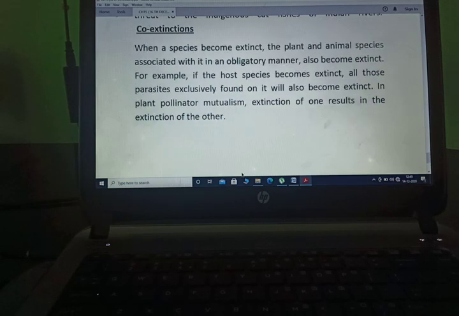Now, last topic, coextinction. When a species becomes extinct, the plant and animal species associated with it in an obligatory manner also become extinct. For example, if the host species becomes extinct, all those parasites exclusively found on it will also become extinct. In plant-pollinator mutualism, extinction of one results in the extinction of the other. This is known as coextinction.